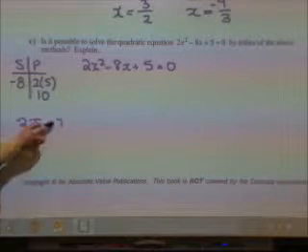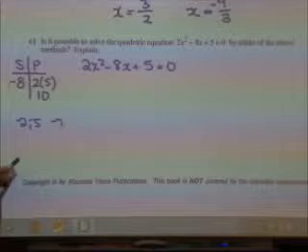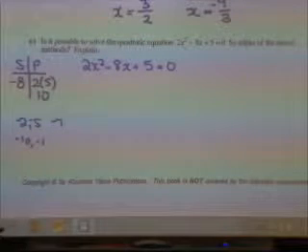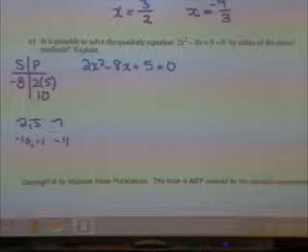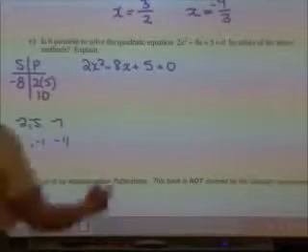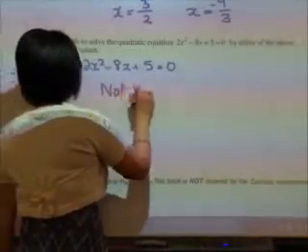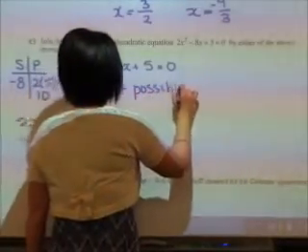What else can I do? -10 and -1 would give me... can we solve this quadratic at this point? No. So this is not possible with these methods.